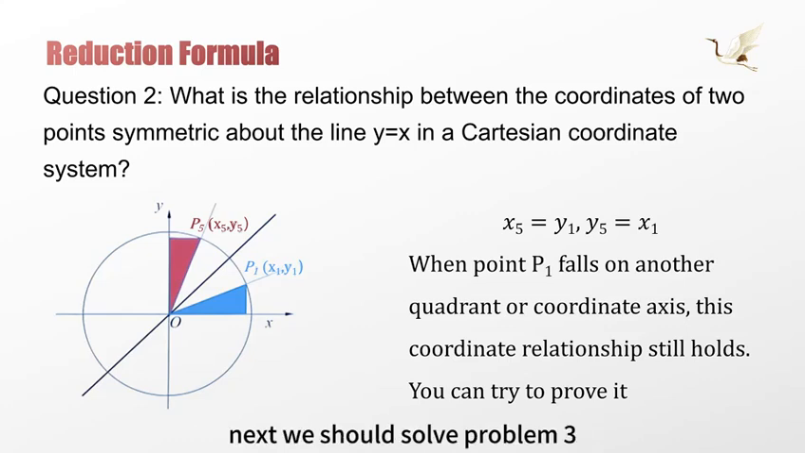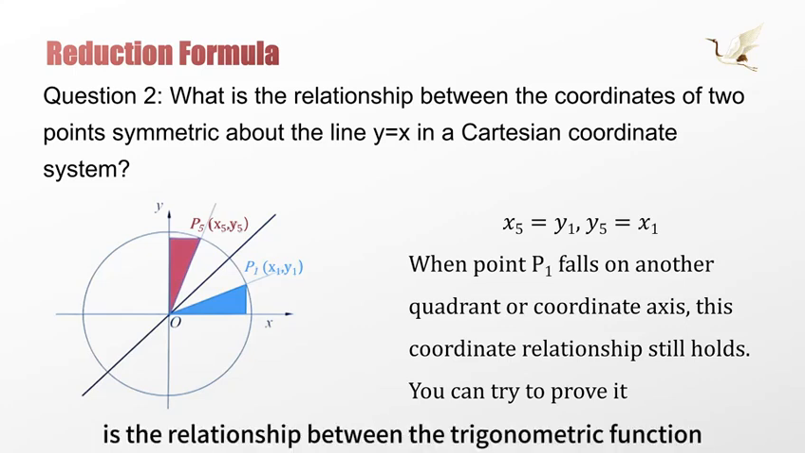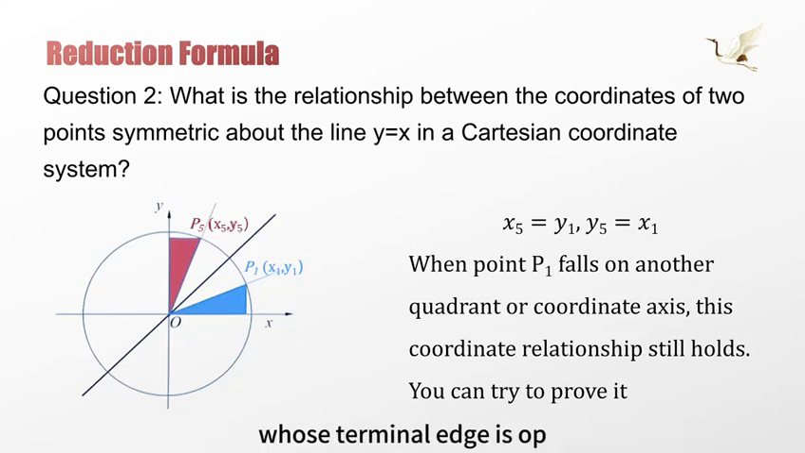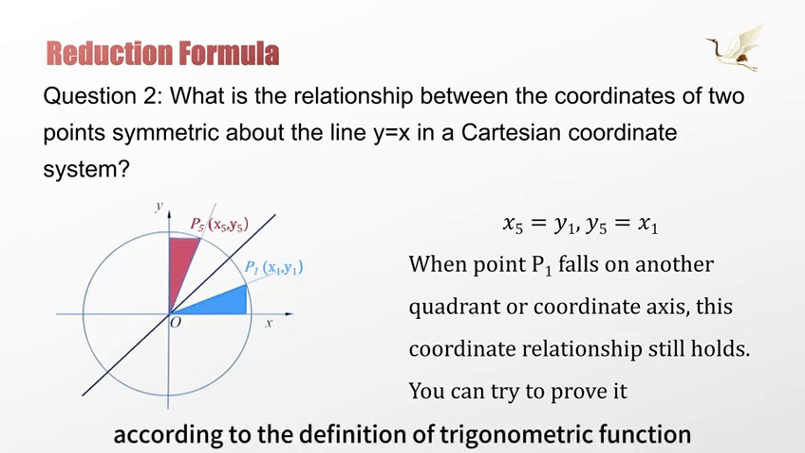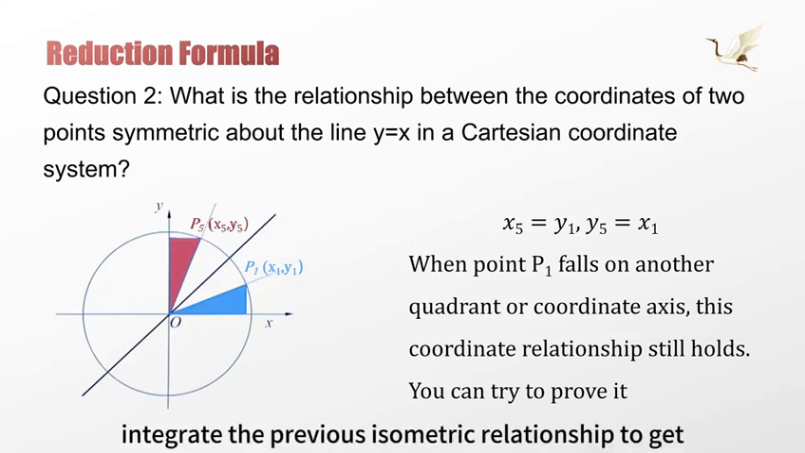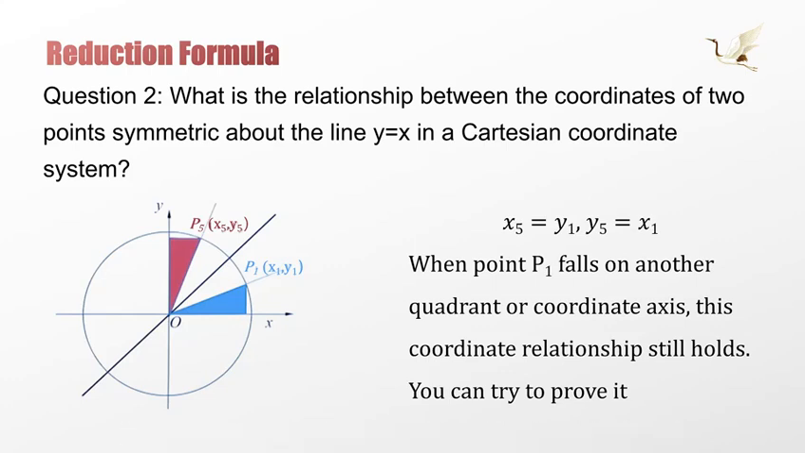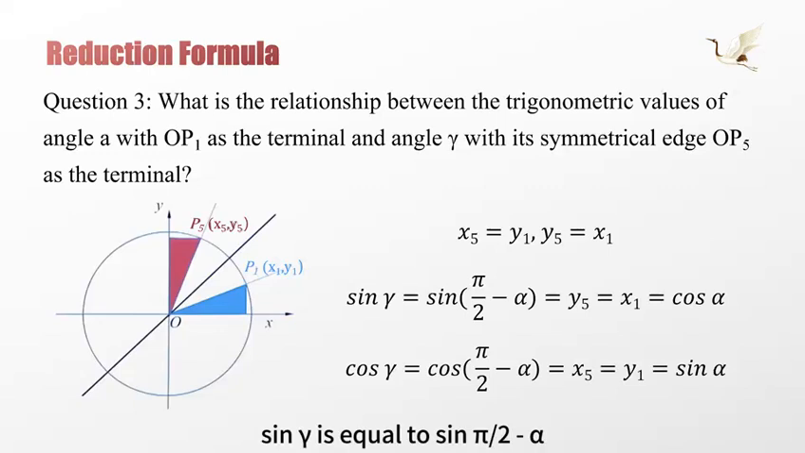Next, we should solve problem 3. What is the relationship between the trigonometric function values of the angle alpha whose terminal edge is OP and the angle gamma whose terminal edge is OP5? According to the definition of trigonometric functions, and combining the previous equal relationships, we get sine gamma is equal to sine of half pi minus alpha.